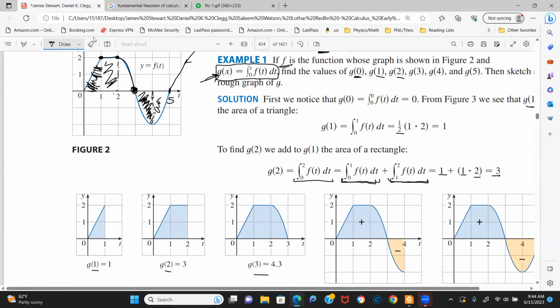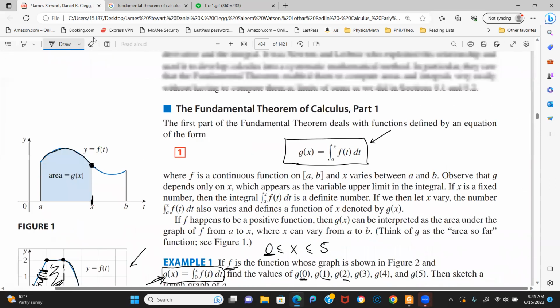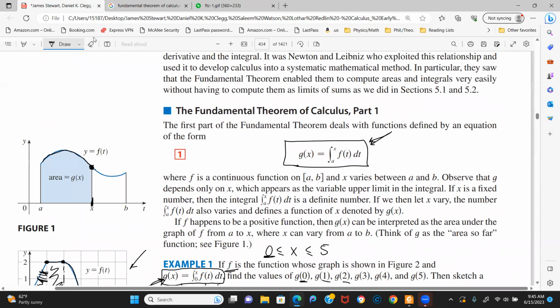So maybe it goes up and so the area will start increasing again. But we're not really concerned about the function past 5. So that's how this function works. That's how you conceptualize it, visualize it, and how you can compute it.